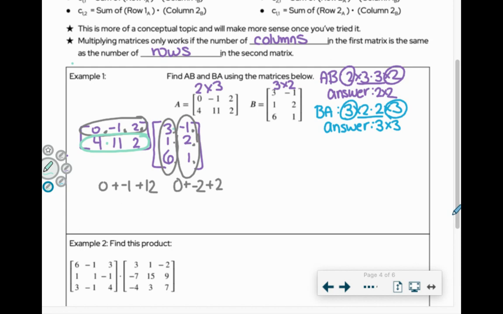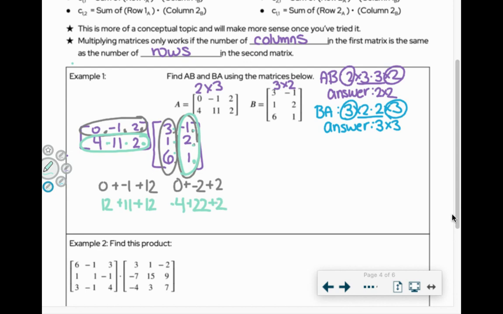4 times 3 is 12. 11 times 1 is 11. And 2 times 6 is 12. And again, I'm adding all of those together. Then, same row, but now I'm going to multiply them by the second column. And I'm sorry, I never circled the first one. 4 times negative 1 is negative 4. 11 times 2 is 22. And 2 times 1 is 2. Adding all those together as well.